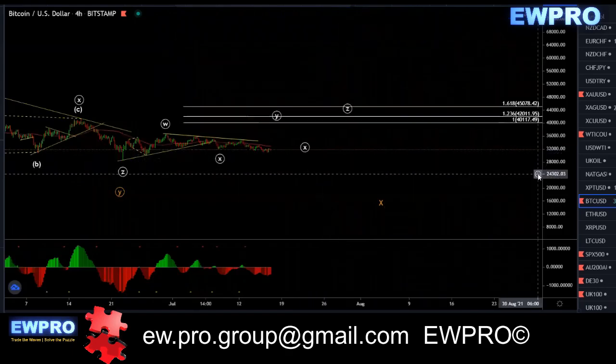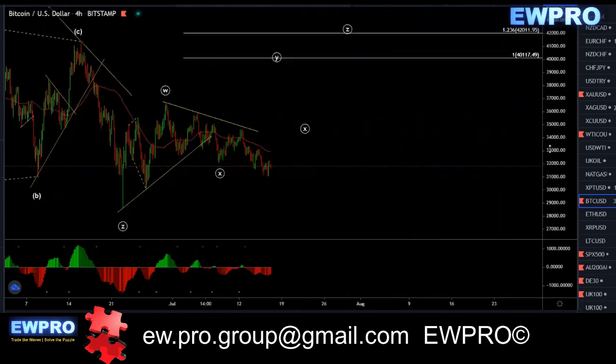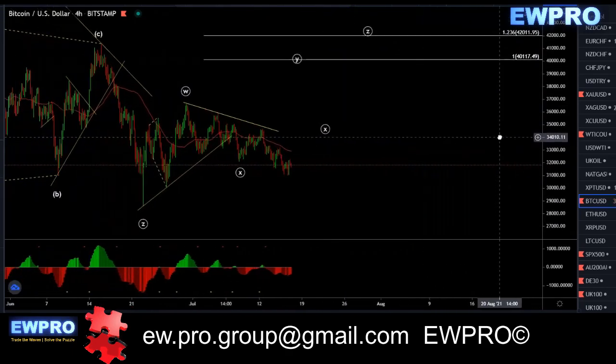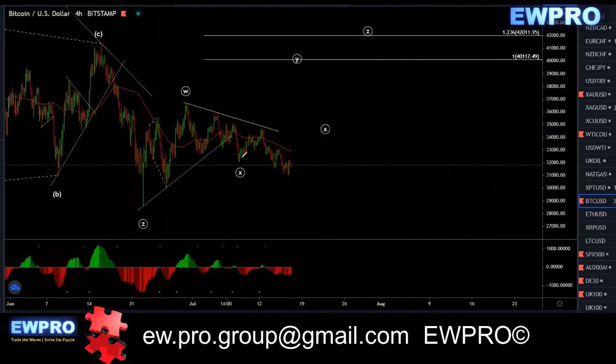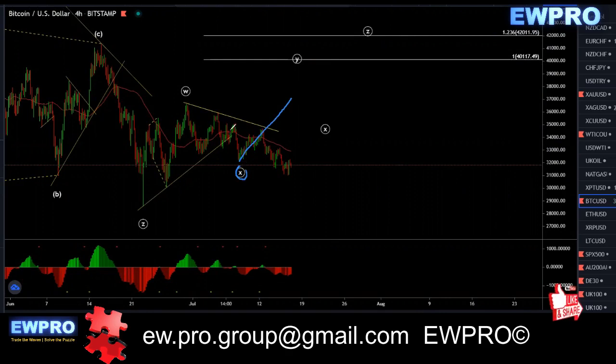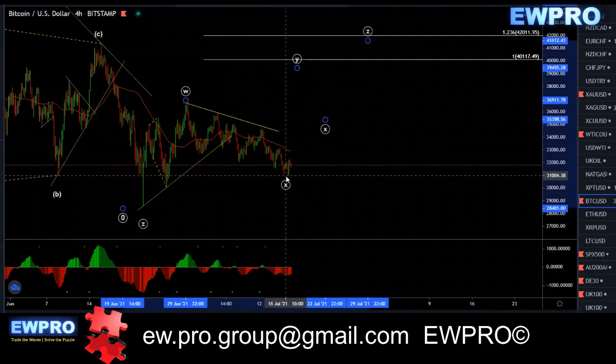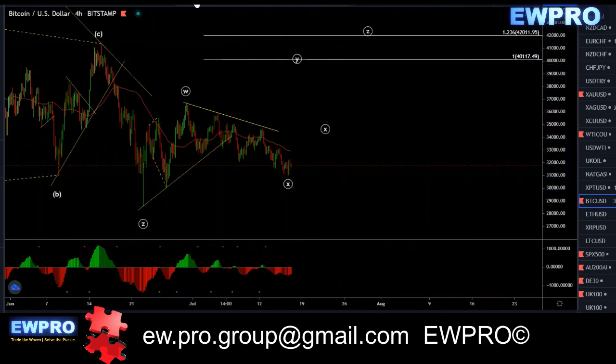Looking at the H4, nothing's changed. It didn't go. I was looking for it to go last week. I also said we can look at that as a flat in here, and we get that X over here, which is what it did. So we got a little flat in there.